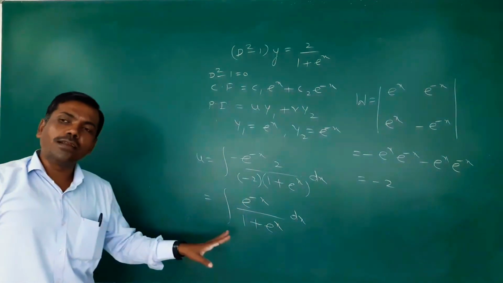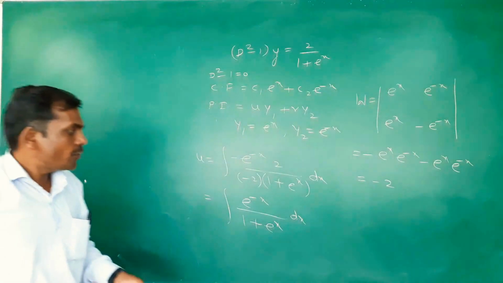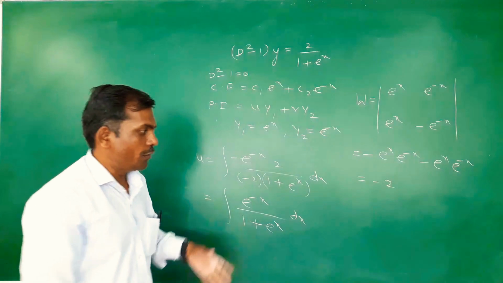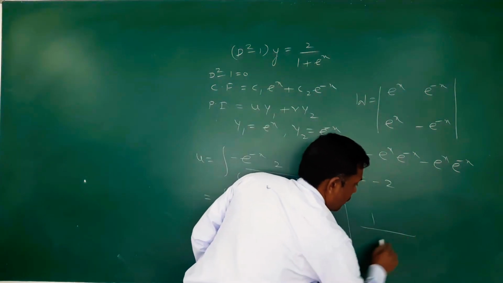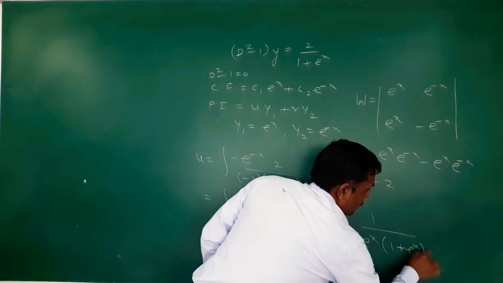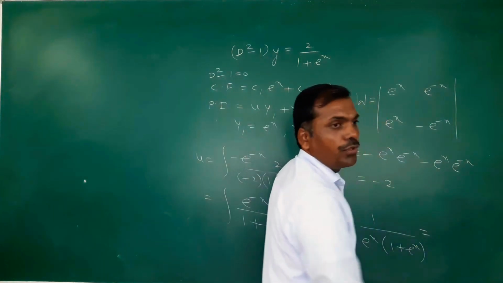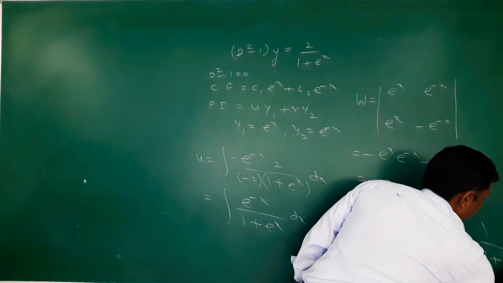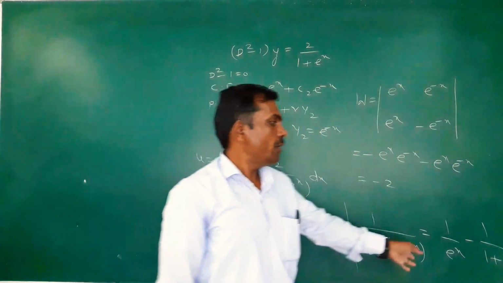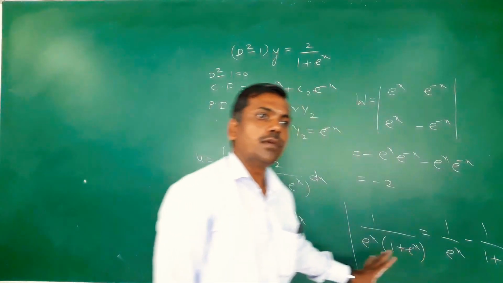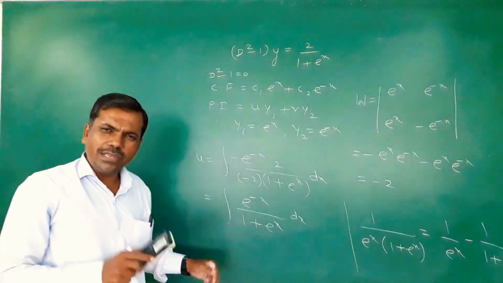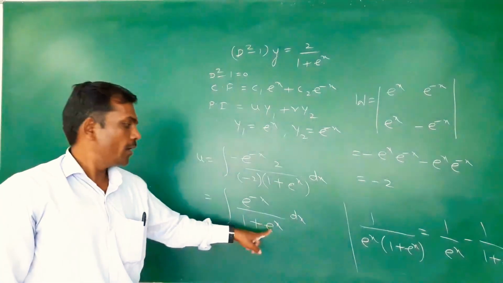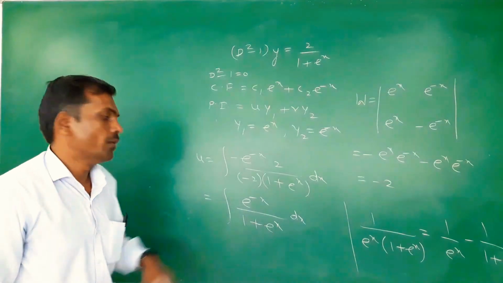Now to evaluate this integral, there are several methods available. The first one is to transfer this e raised to minus x to the denominator and use partial fractions. I will show you that also. 1 upon e raised to x into 1 plus e raised to x, and you can separate it using partial fractions. That is 1 upon e raised to x minus 1 upon 1 plus e raised to x. In that way you can get the answer, right? Or another one, which I feel is easier, is taking e raised to x common from the denominator. So we will do that.